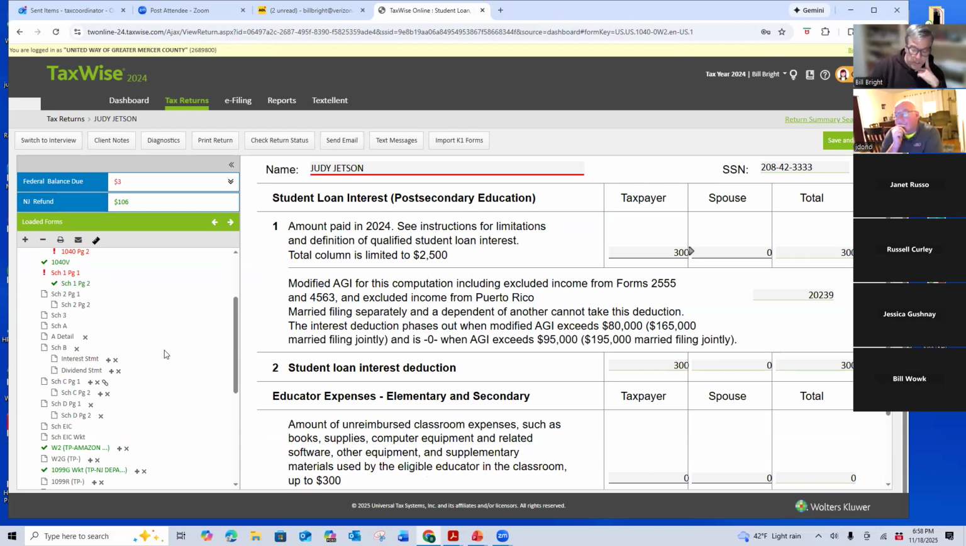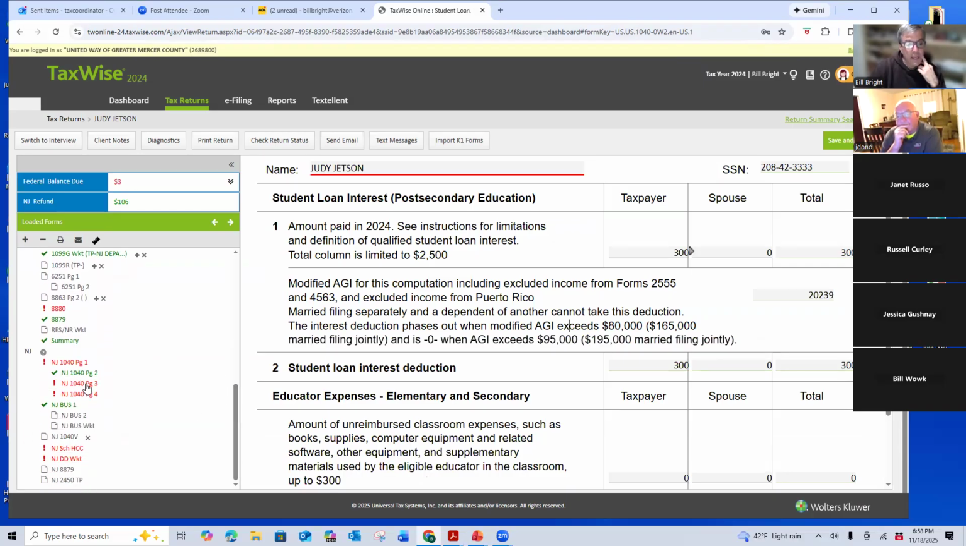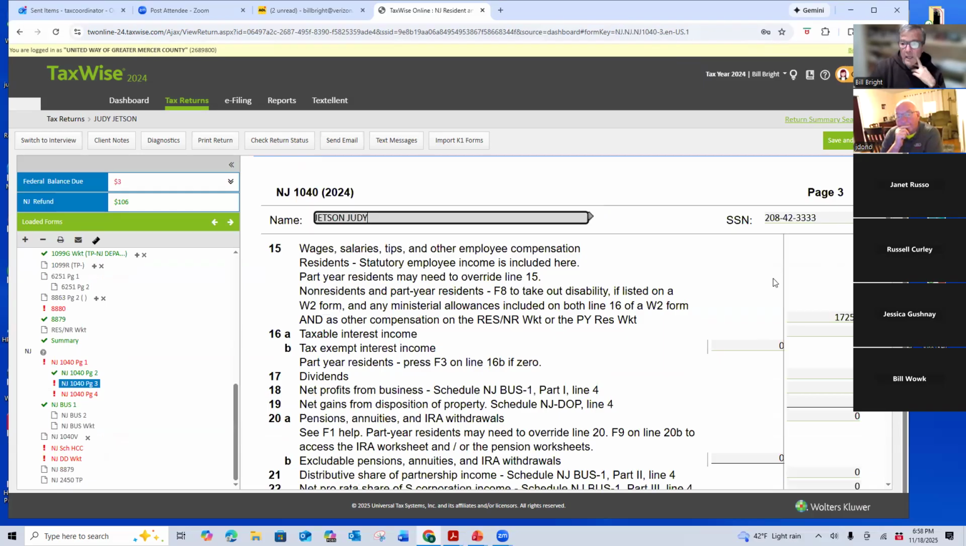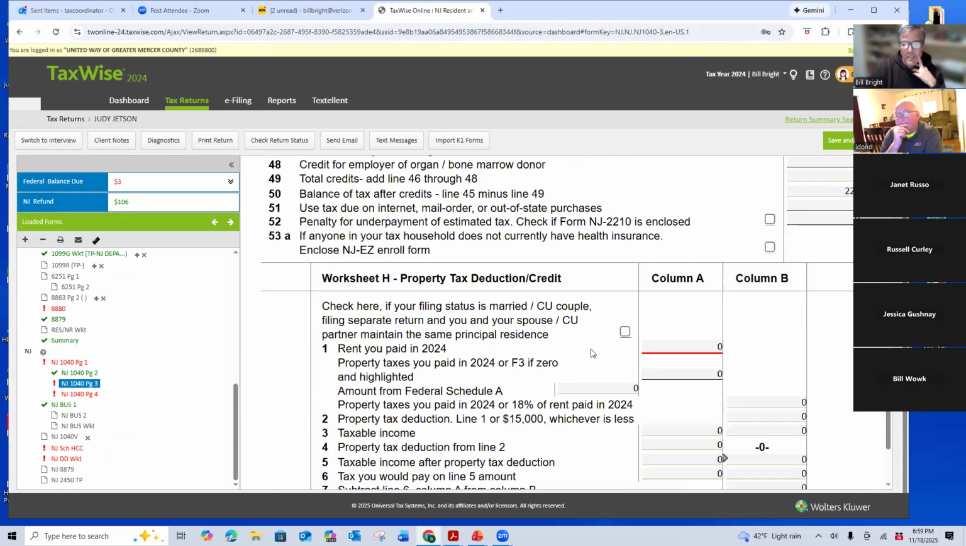Now for the state of New Jersey, what we're going to do here is we go down to page 3. And right here it says rent you paid in 2024. So in this case, it's going to be $9,000. That's 750 a month. Okay. Notice how she got a little bit. I'm going to take that out again. Notice how that increased her New Jersey refund by about 50 bucks, which is kind of the standard number.